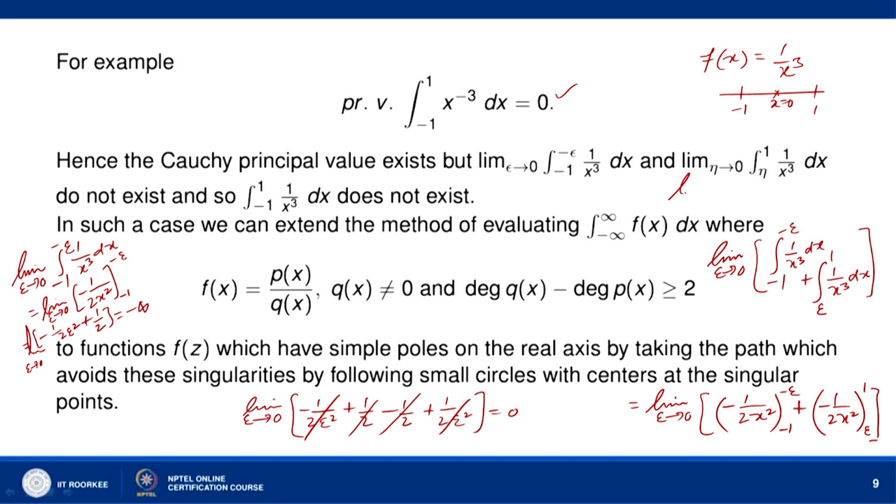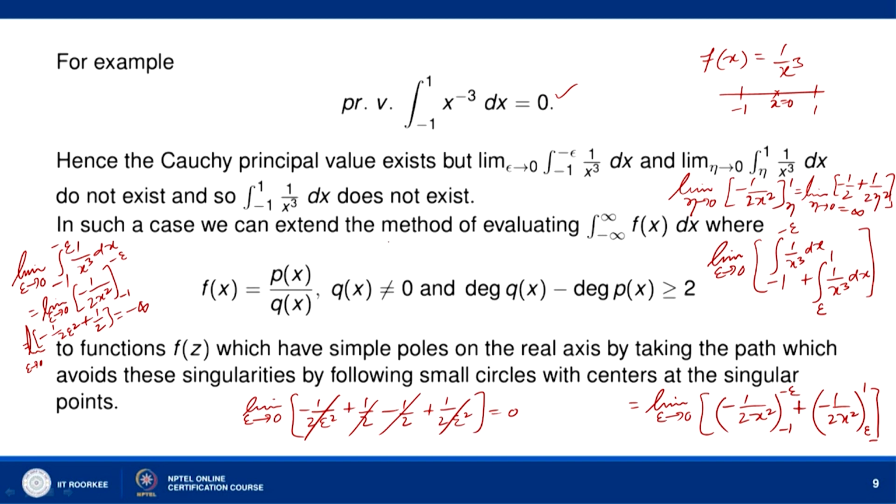Limit eta tends to 0, you get minus 1 by 2 x square, and with eta to 1, okay, limit eta tends to 0 and you get minus 1 by 2 plus 1 by 2 eta square, and this becomes plus infinity. So both these limits separately do not exist, while the Cauchy principal value exists and is equal to 0. So, we will be considering Cauchy principal value here.